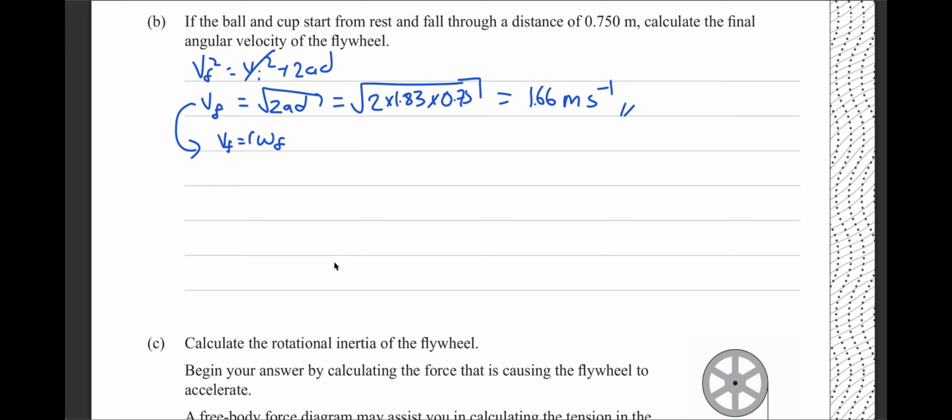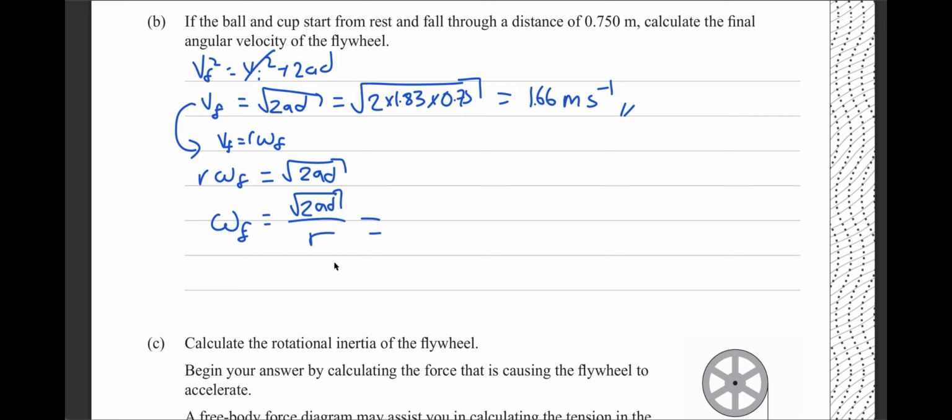I'm asked to find the final angular velocity. Yeah, so I can just do that. So then we get, actually hang on, we get that R omega F is equal to the square root of 2AD. And so from here, this is going to be the final angular velocity. So then that would just be omega F equals root 2AD over R.